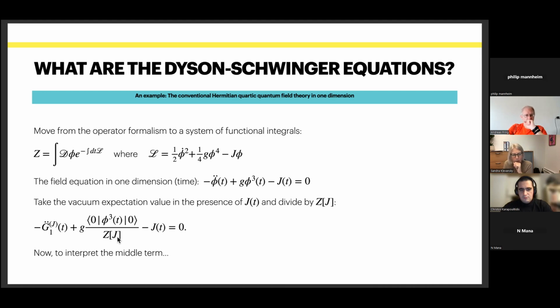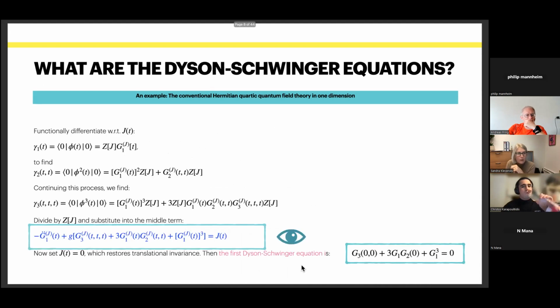So our problem is simply to interpret the central term. This is given by functionally differentiating the non-connected Green's function, which we've denoted with gamma. And this thing is simply, by definition, a product of the partition function multiplied by the Green's function G1.